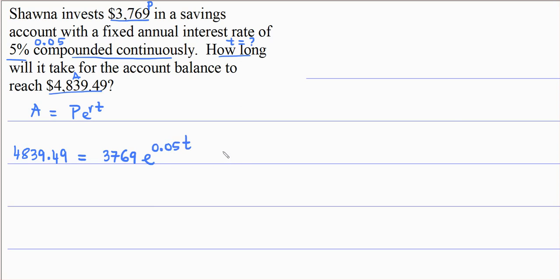So the first thing, if you can see right here, is that we cannot put it in the calculator directly right away. This is an exponential equation. So the first step we have to do is isolate the base E with the exponent by itself. So I'm going to go ahead and divide both sides by 3,769. That will give us 4,839.49 divided by 3,769 equal to E with the exponent. Okay, so that is the first step.